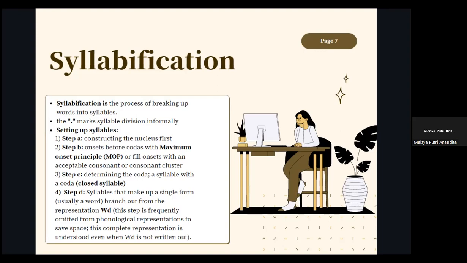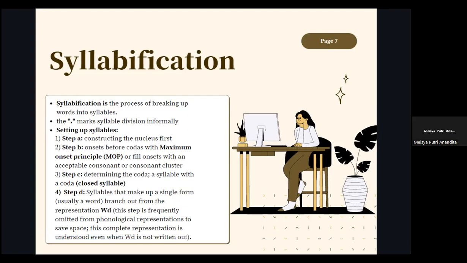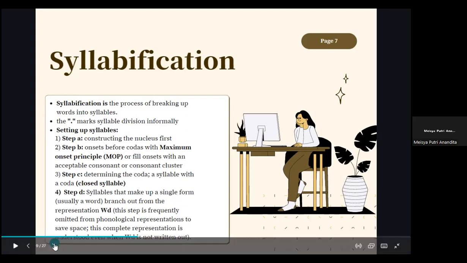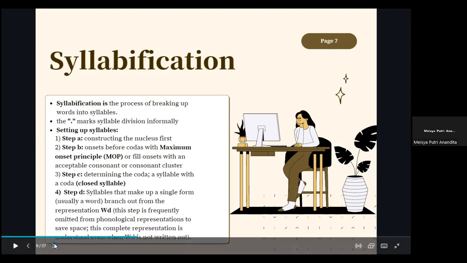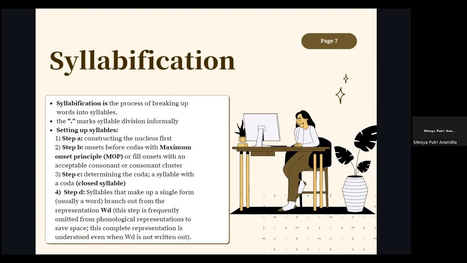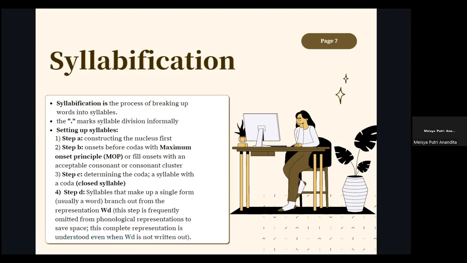Step C, determining the coda, a syllable with a coda or closed syllable. Step D, or the last step, syllables that make up a single form or usually a word branch out from the representation of word level or the WD. This step is frequently omitted from phonological representation to save space. This complete representation is understood even when the word level is not written out.